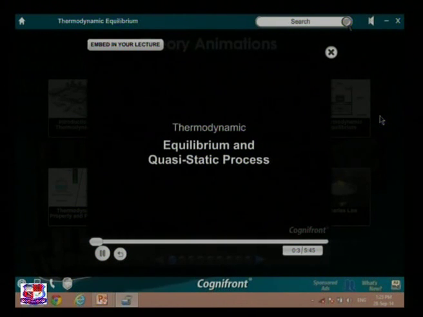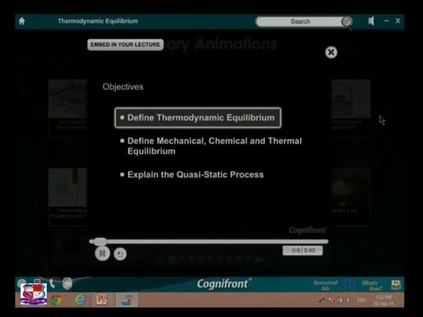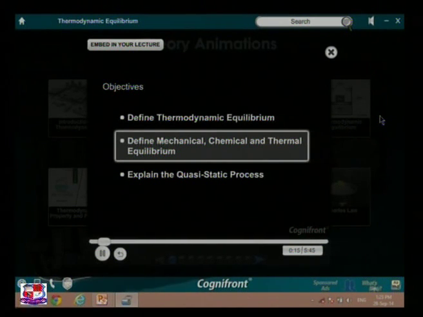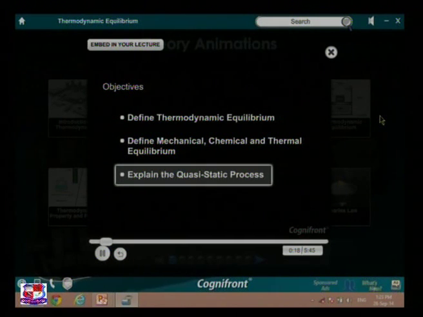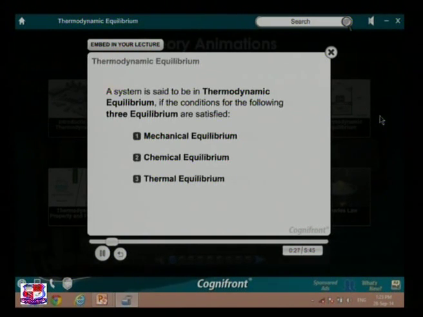Thermodynamic equilibrium and quasi-static process. In this session, we will define thermodynamic equilibrium, define mechanical, chemical and thermal equilibrium, and explain the quasi-static process. What is thermodynamic equilibrium? A system is said to be in thermodynamic equilibrium if the conditions for the following three equilibria are satisfied: 1. Mechanical equilibrium, 2. Chemical equilibrium and 3. Thermal equilibrium.